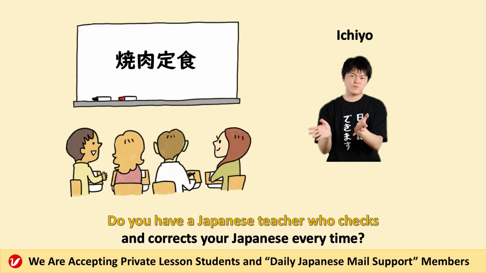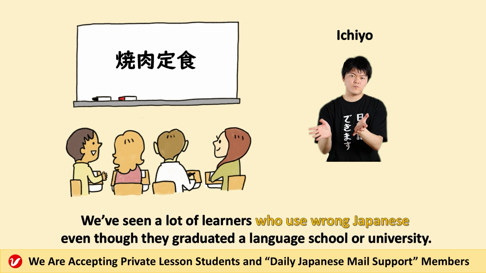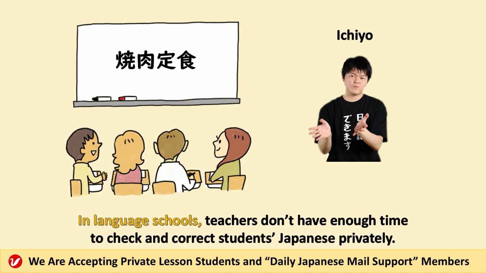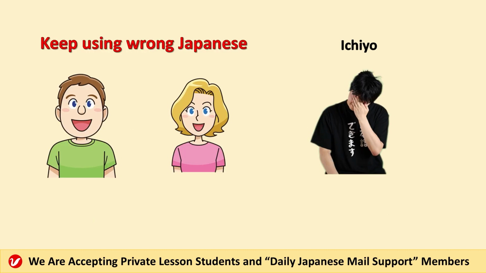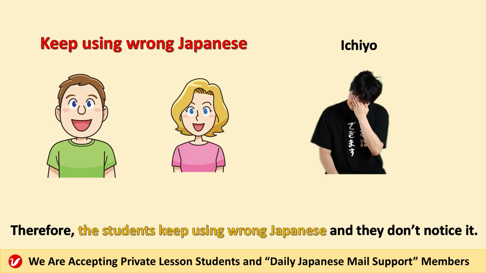Do you have a Japanese teacher who checks and corrects your Japanese every time? We've seen a lot of learners who use wrong Japanese even though they graduated a language school or university. In language schools, teachers don't have enough time to check and correct students' Japanese privately. Therefore, the students keep using wrong Japanese and they don't notice it.